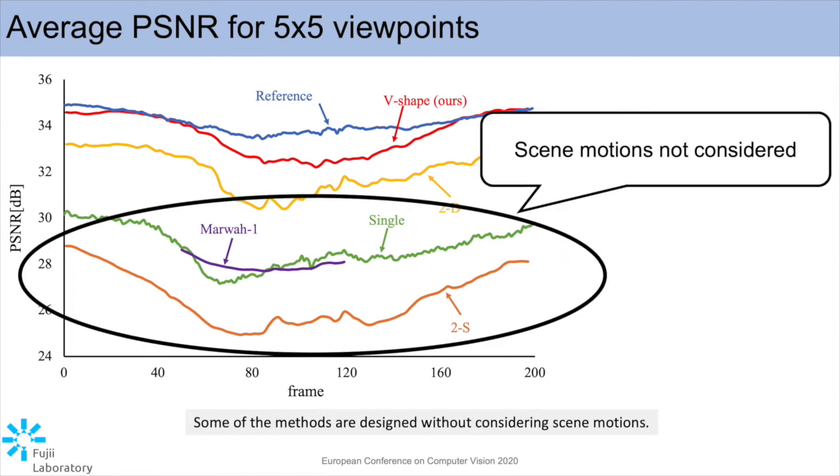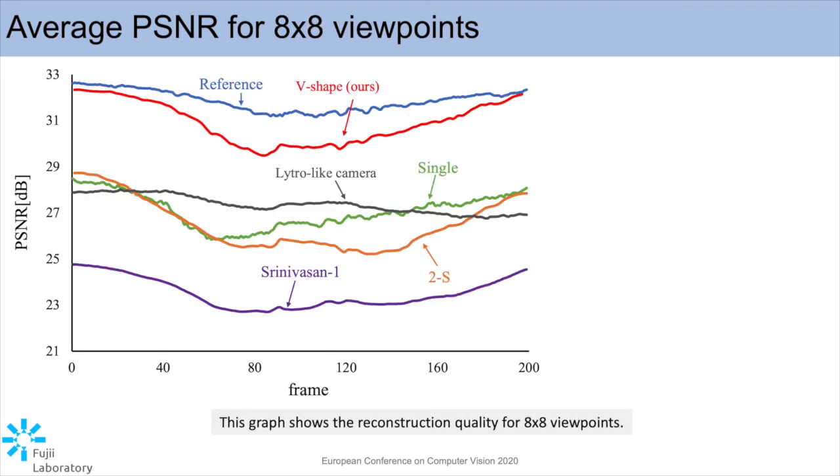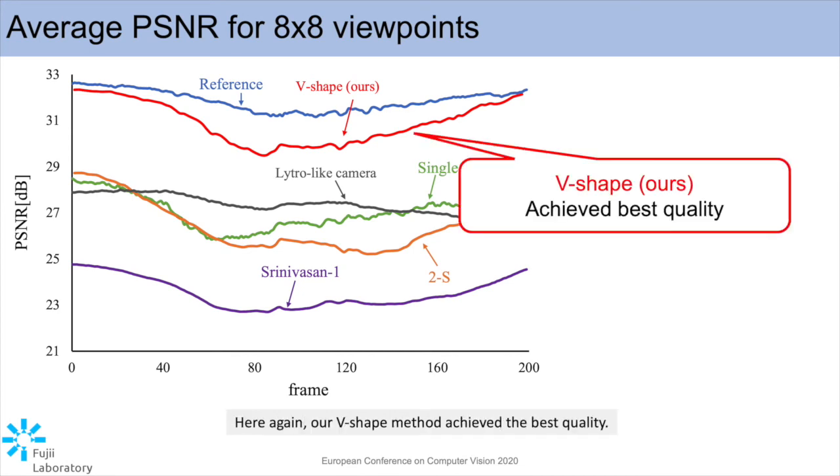Some of the methods are designed without considering scene motions. These methods show poor reconstruction quality. Meanwhile, our V-shape method exhibited the best reconstruction quality among the methods tested here, and its performance was even close to the reference. This graph shows the reconstruction quality for 8x8 viewpoints. Here again, our V-shape method achieved the best quality.